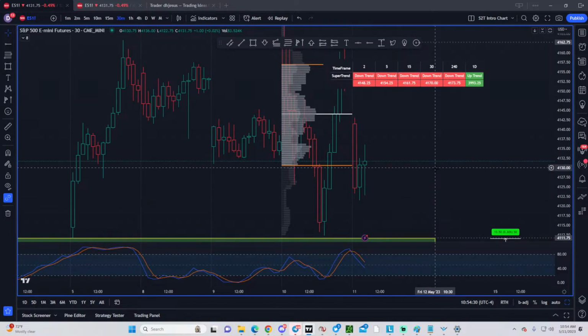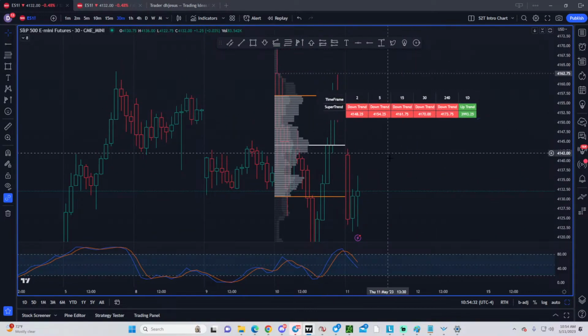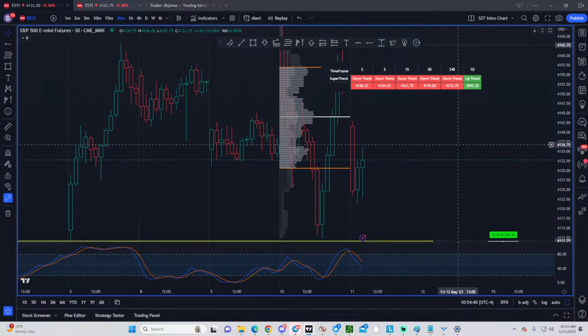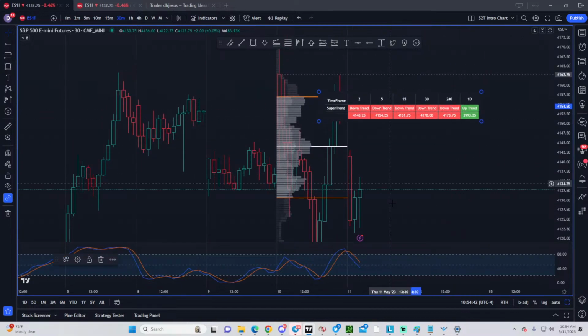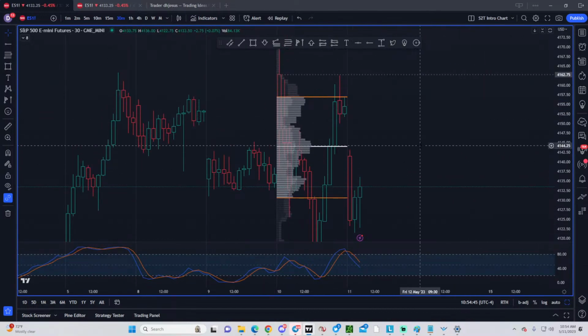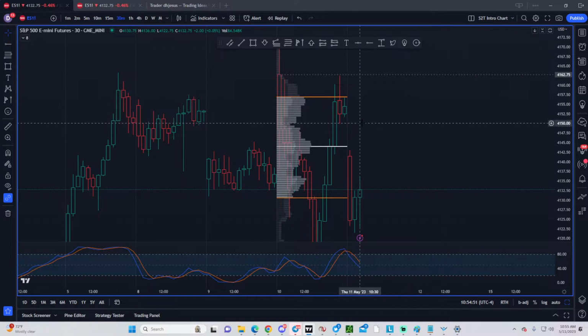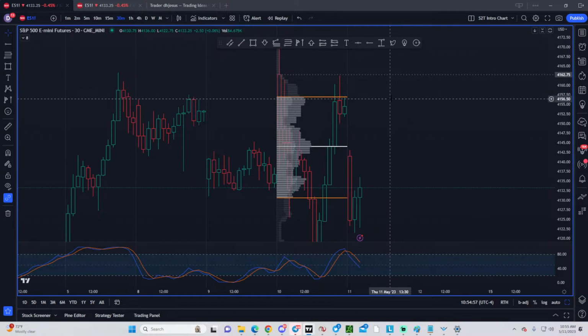So here we are, fighting. This is yesterday's profile, fighting to get above or find acceptance above value area low from yesterday, which will automatically target the POC, which would be right here, 44. You have 50 as your pivot for point of reference, which is right below this candle right here. And now if it goes above 50, you know it's going to try to go for 57.